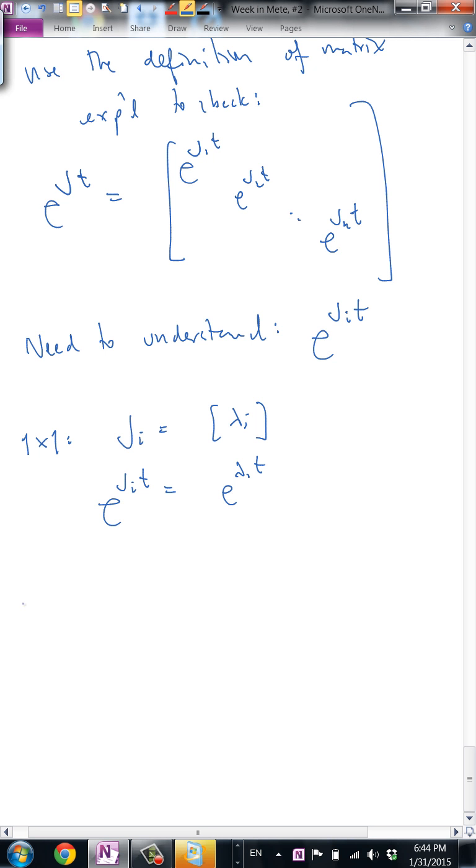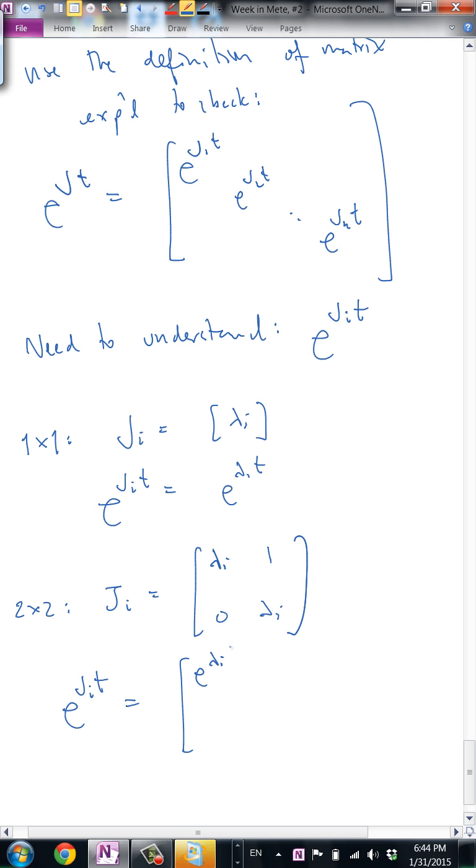So far, so good. For a 2 by 2 block, this is what we derived in class. Ji is equal to lambda i, 1, 0, lambda i. And I showed you in class, we computed explicitly that e to the Jit is equal to e to the lambda i t, t e to the lambda i t, 0, e to the lambda i t.